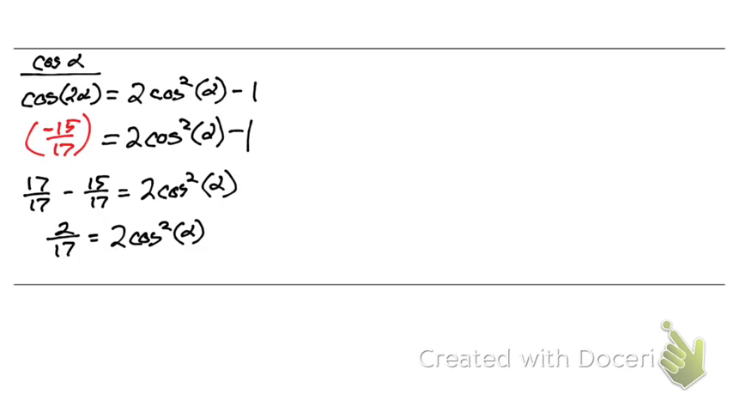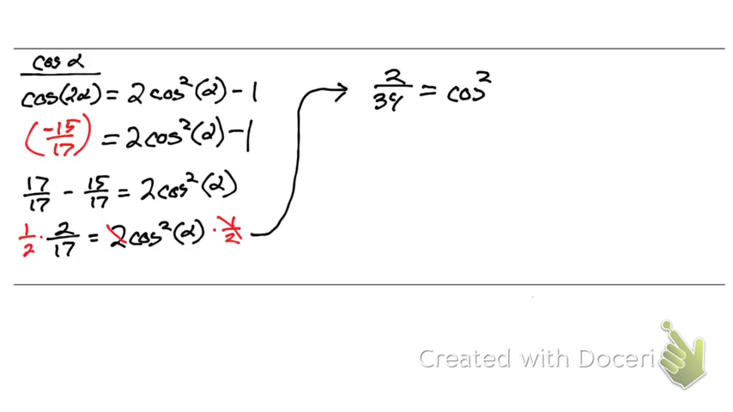If you're someone that struggles dividing fractions, we do have to divide 2 from both sides, but you could think about that as just multiplying by 1/2. I noticed a lot of us made little mistakes like that on the test where we didn't quite divide stuff. So if you struggle with dividing, just think about multiplying both sides by 1/2. That can make it easier to see that we actually have 2 over 34 equals cosine squared alpha.